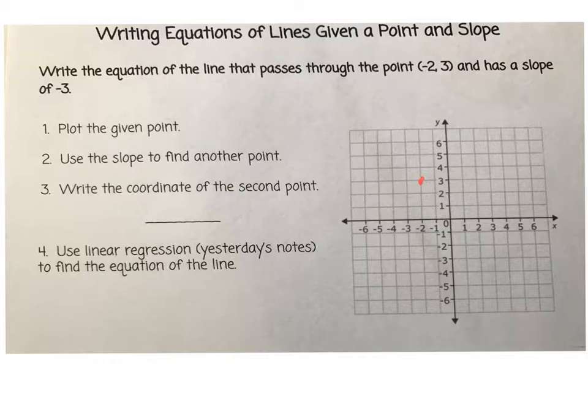Now it says use the slope to find another point. Well, I know my slope is -3 or -3/1, which means I need to fall 3 and run 1. So that point right there, if I look at the coordinate of that point, is going to be -1, 0. Now look, this is just like yesterday. We have the point -2, 3, and we have the point -1, 0. I can still sketch in this line right here.